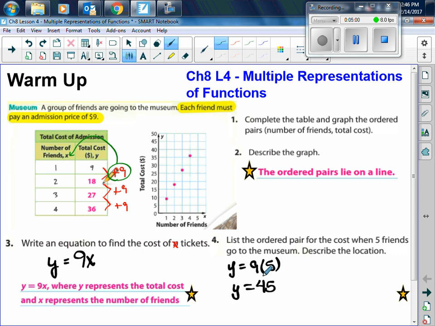So that means that the ordered pair is going to be what comma what? So your ordered pair is going to be 5 comma 45. 5 comma 45. And when we describe the location here on the graph, we're just going to go to the right 5 and up to 45 right there.